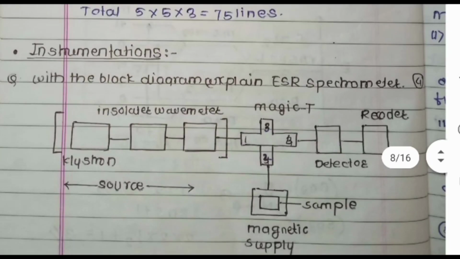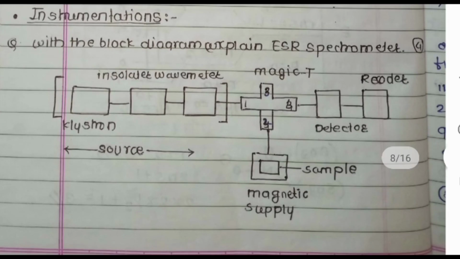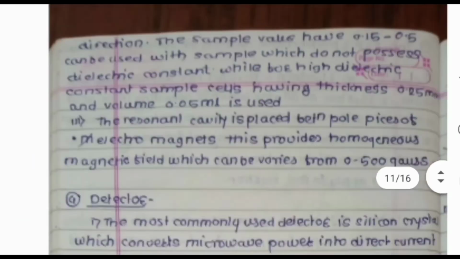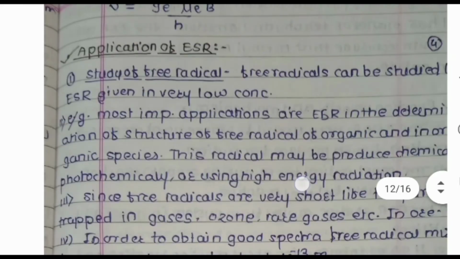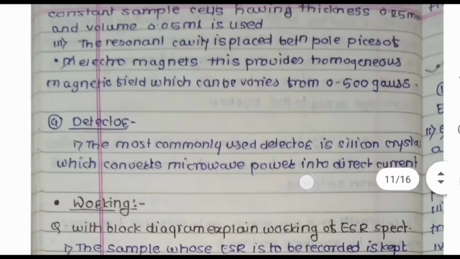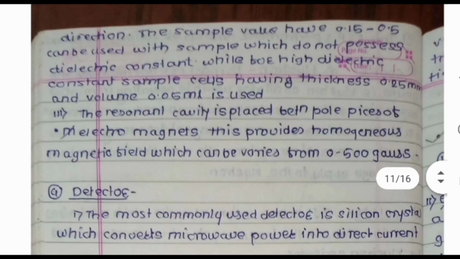So here we can see that the sample cavity is generally placed in the magnetic field. One component, that is arm 2 of our magic T, is interacting with the sample, and once that interaction has taken place, we get the output of our ESR spectrum. So this is the sample cavity.